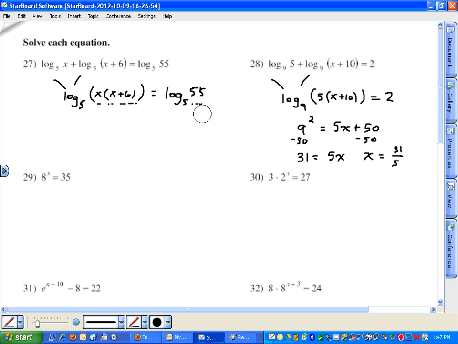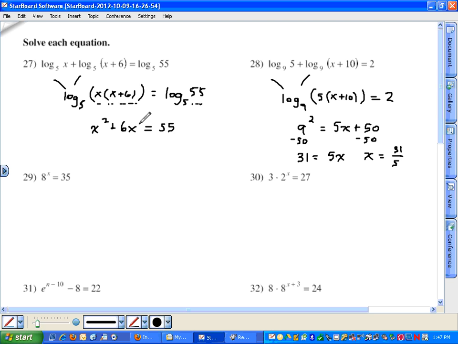If these two sides, the left side and the right side, equal each other, that means what's inside the logarithms also must equal each other. So if we distribute the x, we can say that x squared plus 6x has to equal 55. Otherwise, it wouldn't make sense for these two logarithms to be the same. That's what equal sign means, is to be the same.